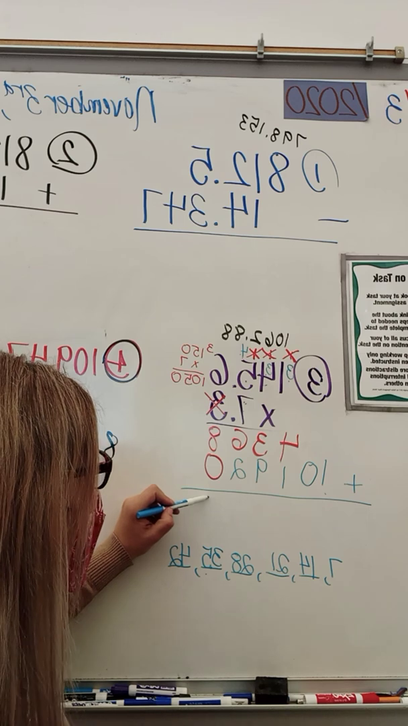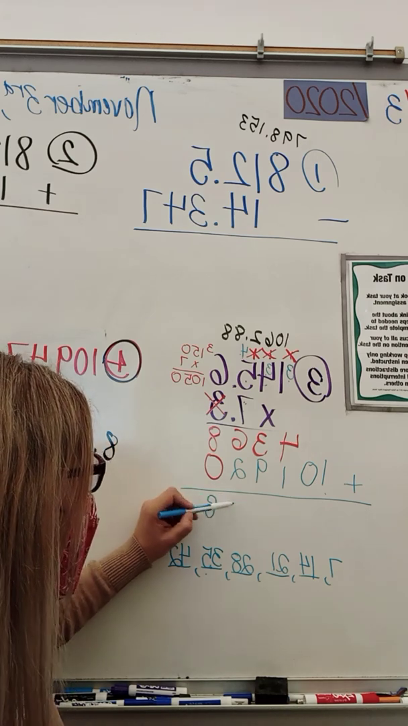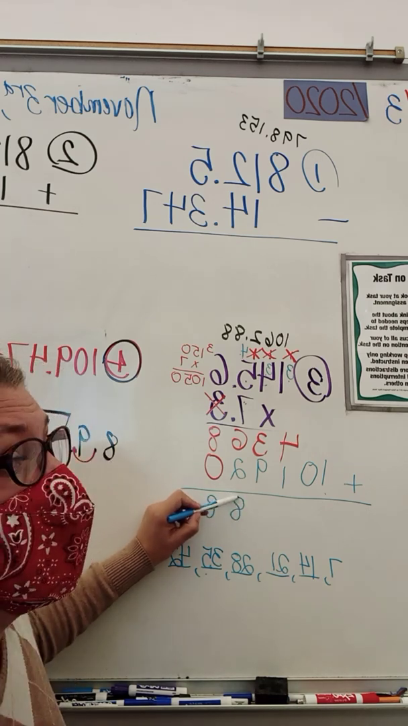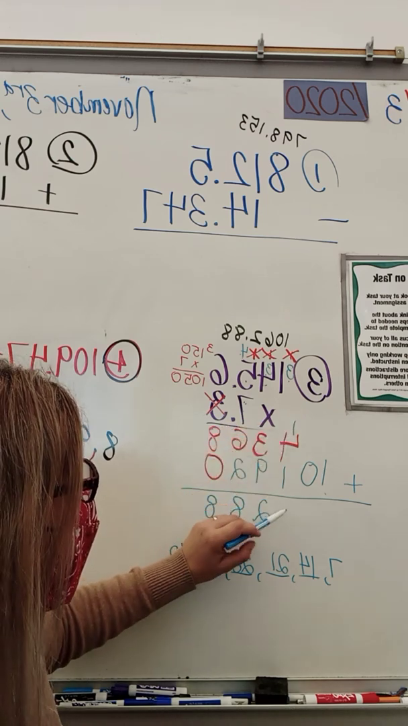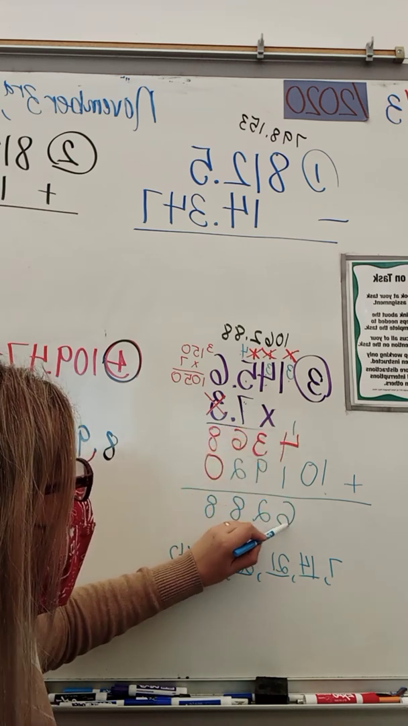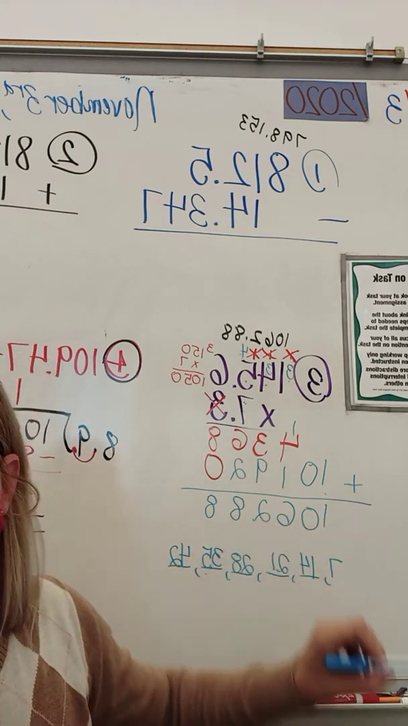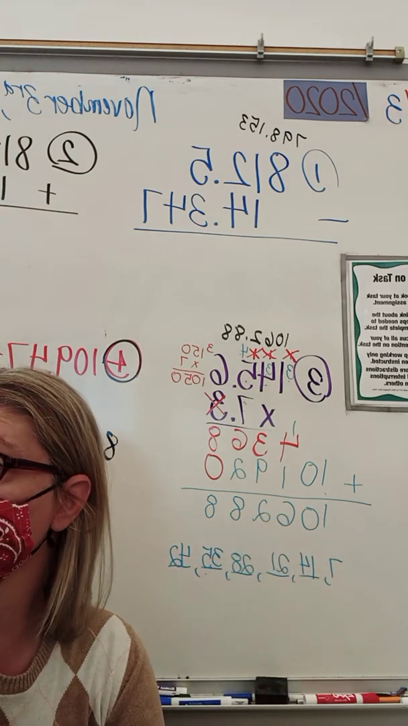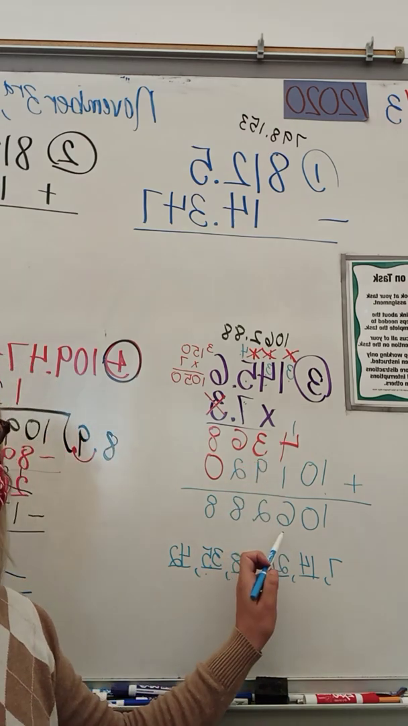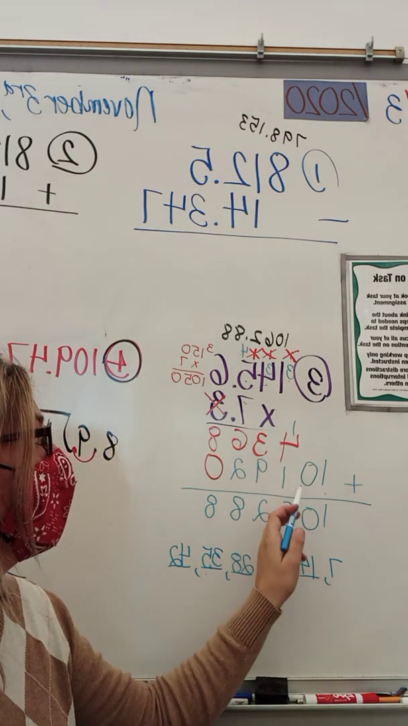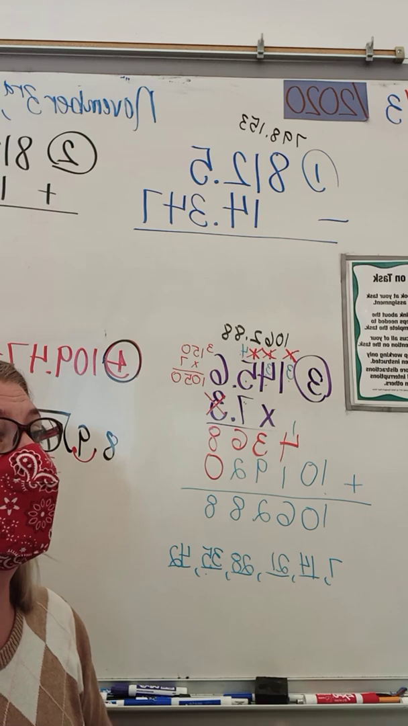8 plus 0, 8. 6 plus 2. 9 plus 3, 12. 4 plus 1 plus 1. Nobody said what 4 plus 1 plus 1 was. 4 plus 1 plus 1, 6. 0 comes down and the 1 comes down.